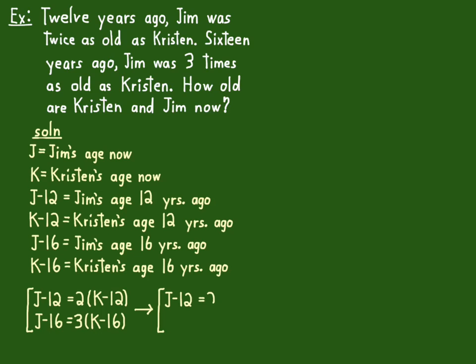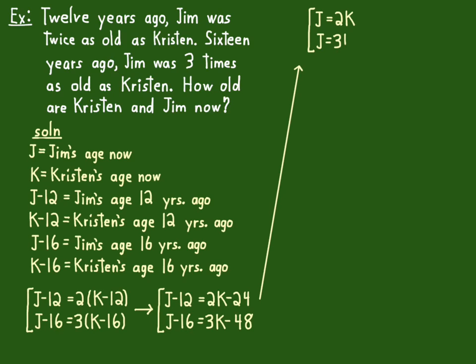I can solve them. First I would distribute the 2 and the 3, and then combine the constants. I put the J's on the left and all the constants on the right, and I got J equals 2K minus 12 and J equals 3K minus 32. Then I just do substitution. So it's going to be 2K minus 12 equals 3K minus 32. Subtract the 2K from both sides and add the 32 to both sides, and I get 20 equals K, or K equals 20.